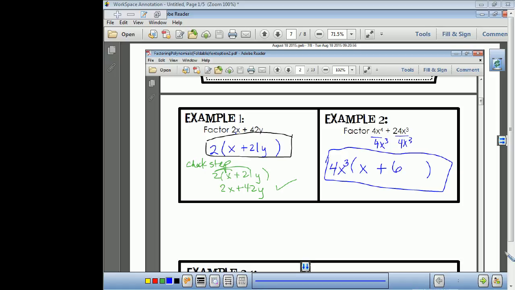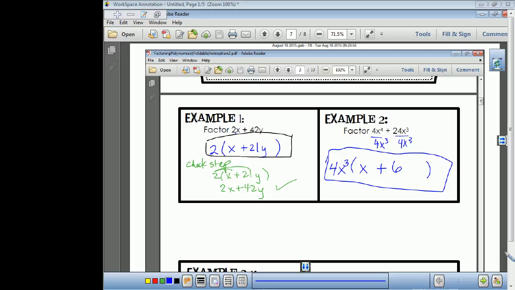So for those of you that were absent, yesterday we started factoring, and everybody should have a foldable in their folder. That foldable is going to help us know what's step one. Well, step one is the first flap. Okay, what do I do for step two? Step two is the second flap, and that's what we're going to work on today. So yesterday we worked on step one.